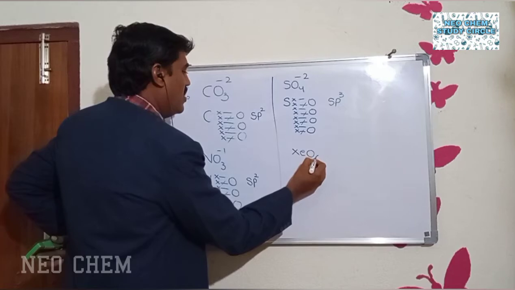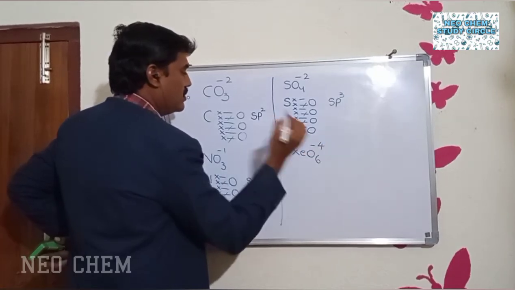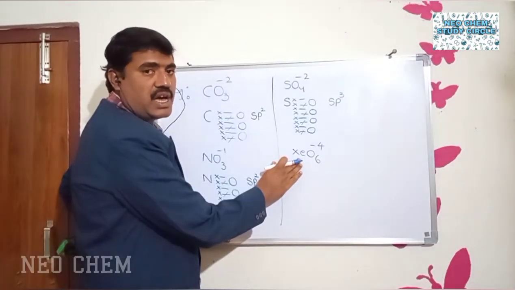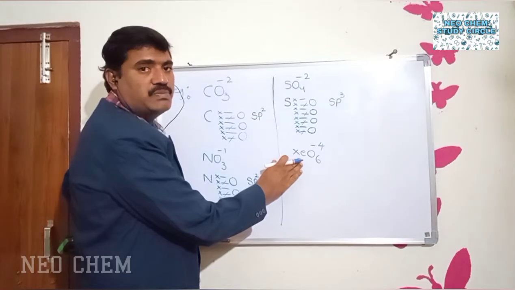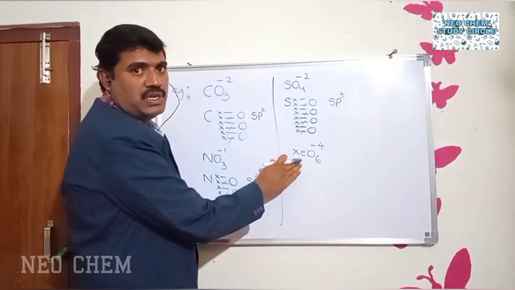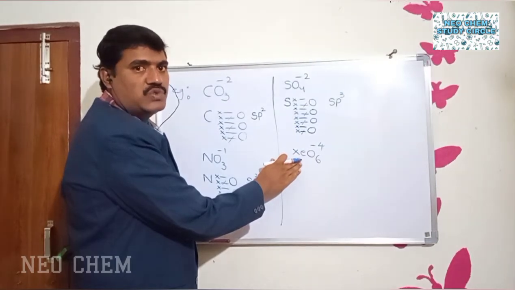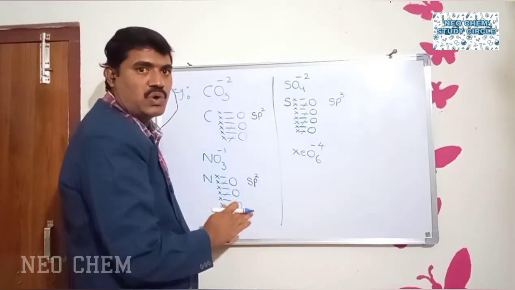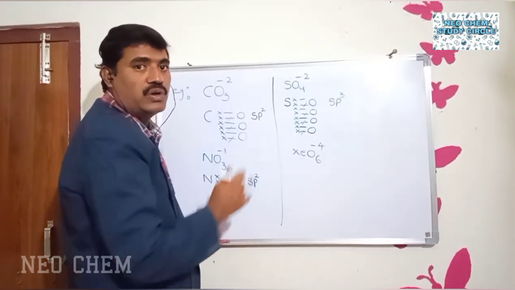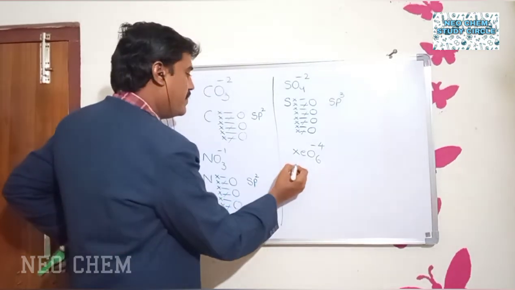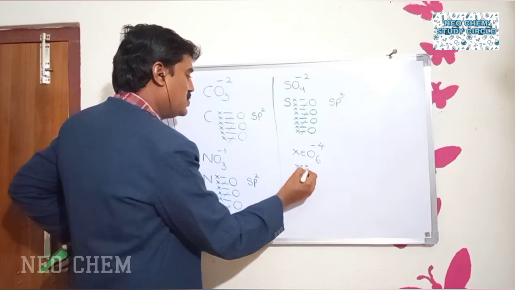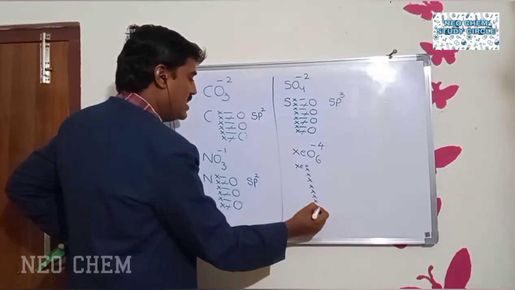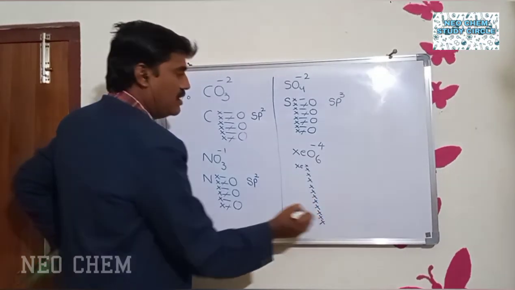XeO6 minus 4. It is known as perxenate ion. In this ion, the central atom is xenon, which belongs to 8th A group. So actually, a neutral xenon atom should have 8 valency electrons, but there are 4 negative charges. So now it should have 8 plus 4, 12 valency electrons. So xenon 1, 2, 3, 4, 5, 6, 7, 8, 9, 10, 11, 12.